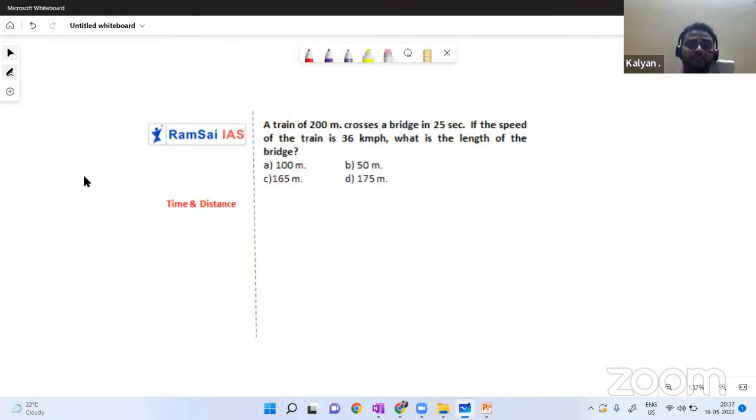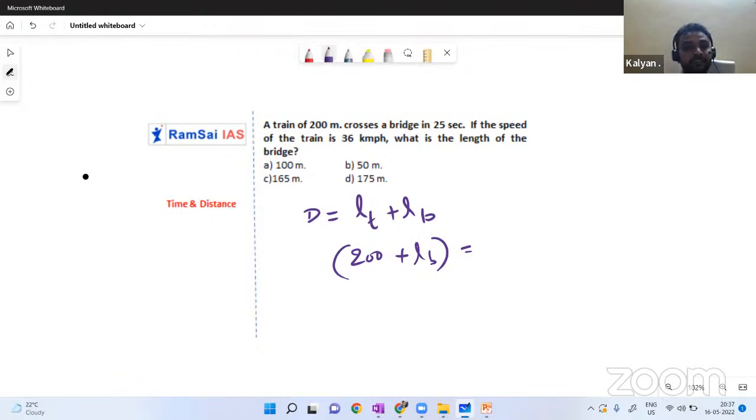Okay, a train of 200 meters crosses a bridge in 25 seconds. Train is crossing a bridge means the third case, remember. So distance equals length of train plus length of bridge here. The train length is 200 meters, but the bridge length we will see, in 25 seconds. If the speed of the train is 36 kilometers per hour, what is the length of the bridge? See, if you observe, the length of the bridge, length of train, and time taken, everything is in seconds and meters. Then why is the speed in kilometers per hour?